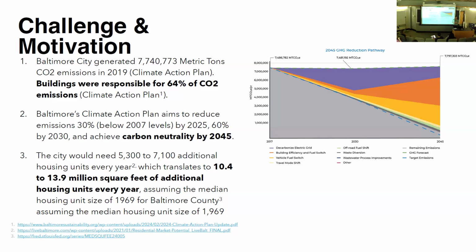2045. On the other hand, the city also needs to provide between 5,000 to 7,000 new or additional housing units every year. Making some assumptions, that would translate to between 10 to 14 million square feet of additional housing units every year. And this orange color here shows the efficiency of buildings and how it is planned to contribute to the carbon neutrality of the entire city of Baltimore.